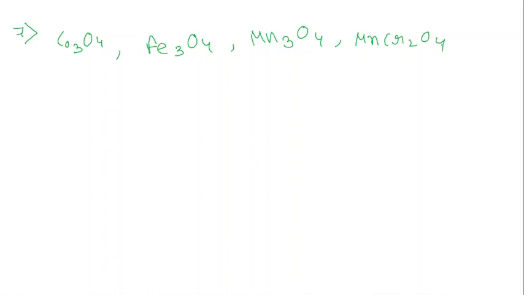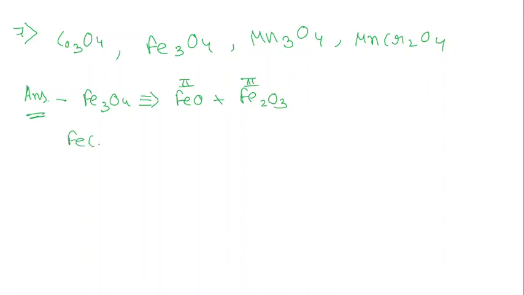Okay. First I'll start with the iron complex, Fe3O4. We can write it here like this: FeO plus Fe2O3. For our simplicity, here the iron is 2+, here the iron is 3+. So iron 2+.